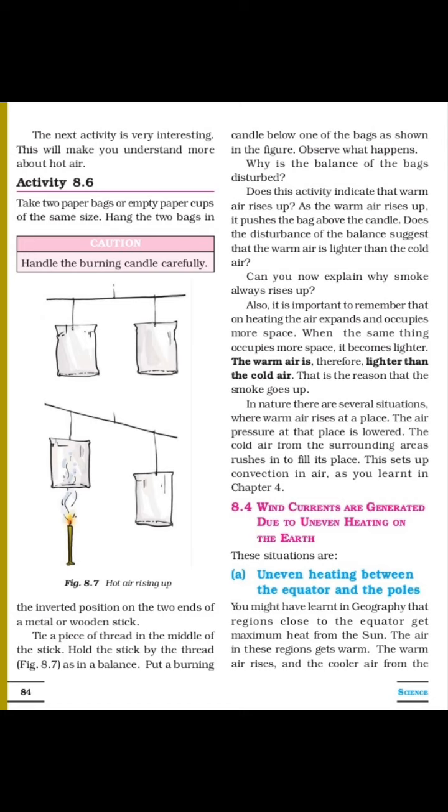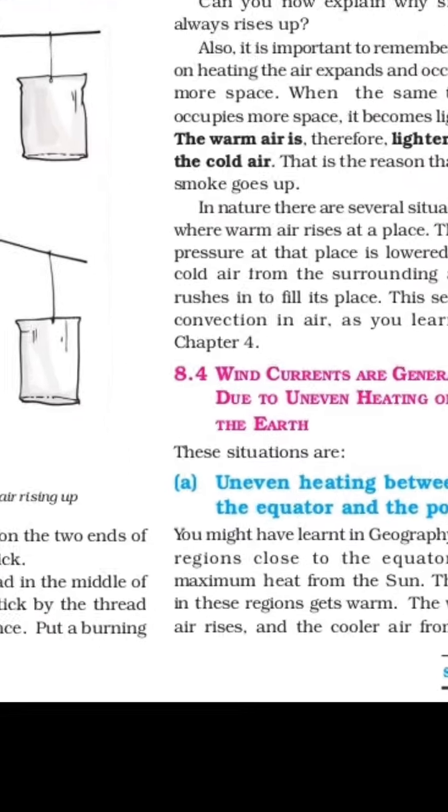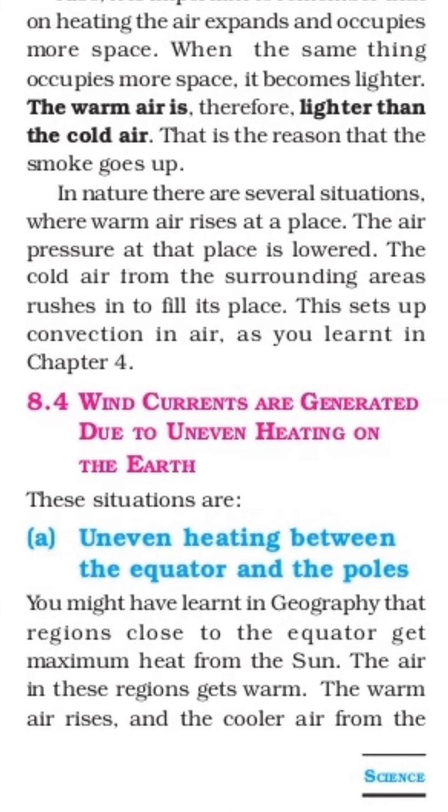Now our next point is that wind currents are generated due to the uneven heating of the earth. And there are two situations. First, we will see uneven heating between the equator and poles. You might have learned in geography that regions close to the equator get maximum heat from the sun. We are aware of that from geography lessons.